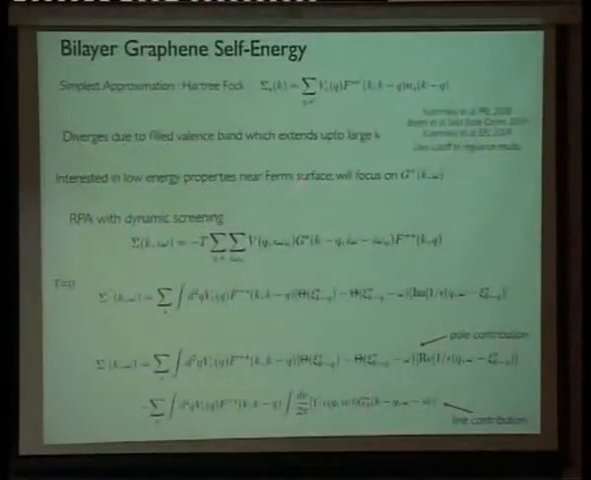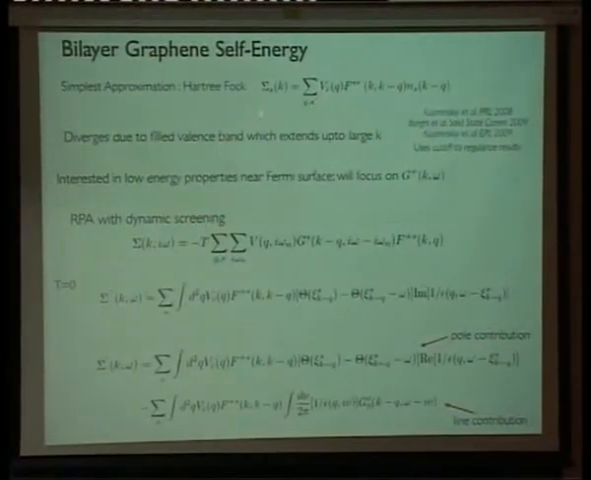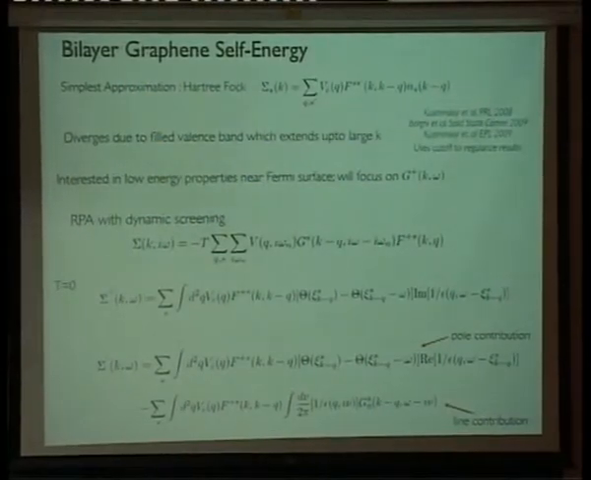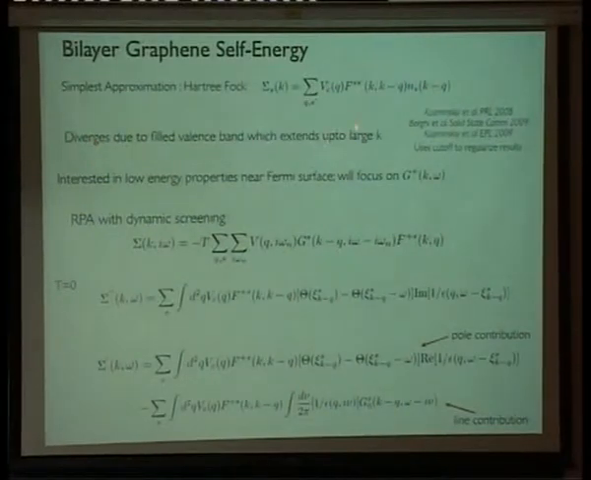So if you go to bilayer graphene, the simplest thing you can do is a Hartree-Fock calculation. You can say, okay, what's the big deal? I can do a Hartree-Fock. Now, Hartree-Fock actually diverges because of the filled valence band, which extends up to very large k.